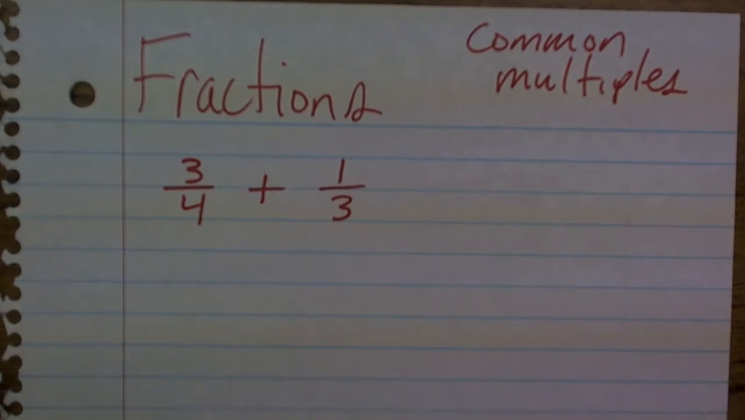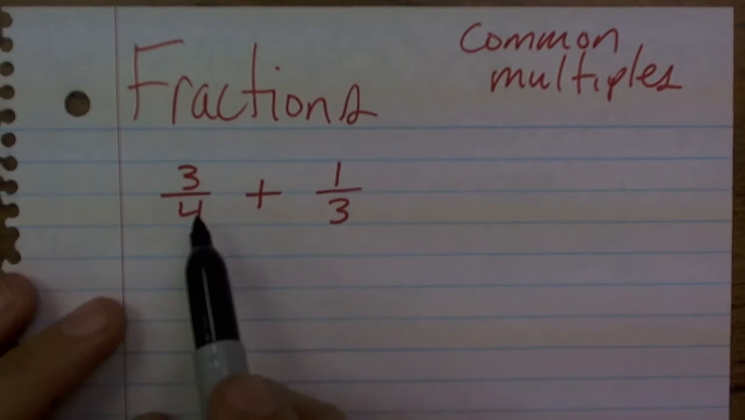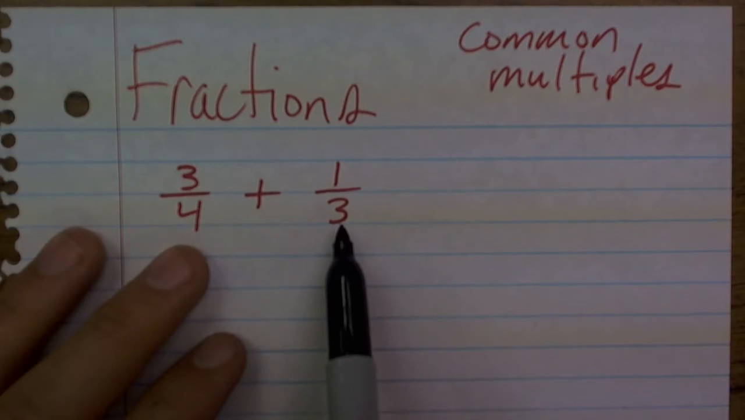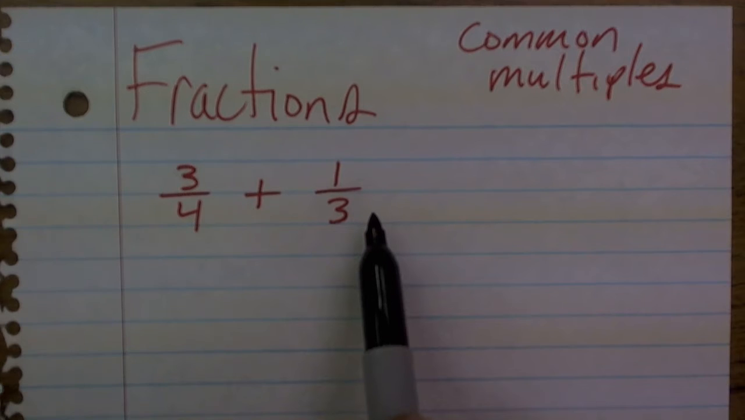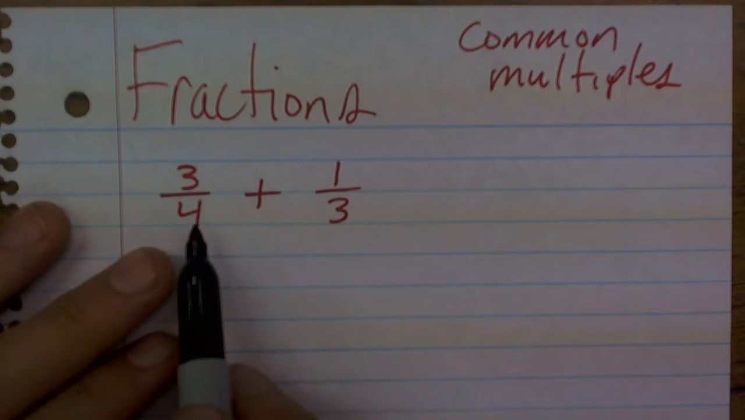Okay, let's get at fractions, finding common multiples. So remember, when we're going to be adding or subtracting, we got to make sure we have our common denominator. And to find a common denominator, we need to find a common multiple that our denominators share. So one of the easier tricks to look at is to just write out the multiples of each of your denominators.